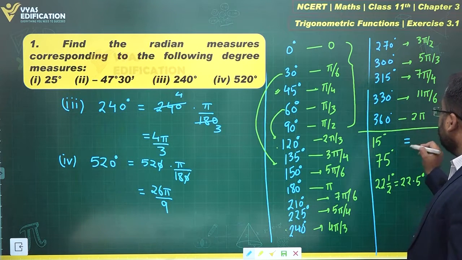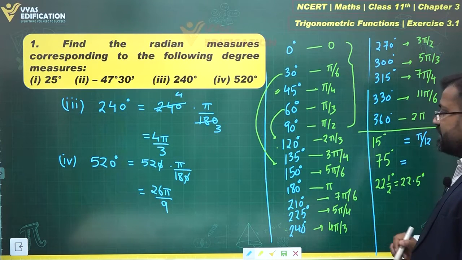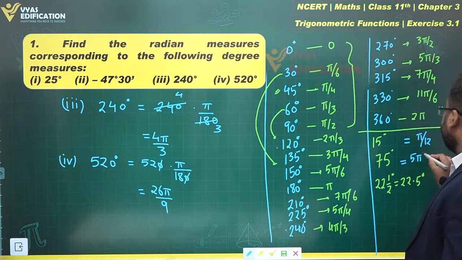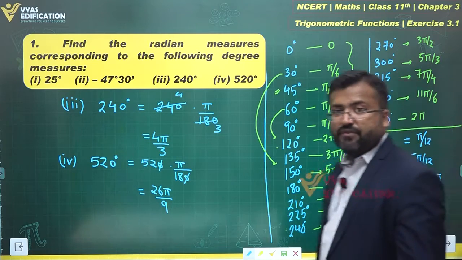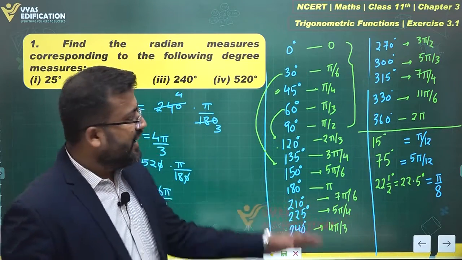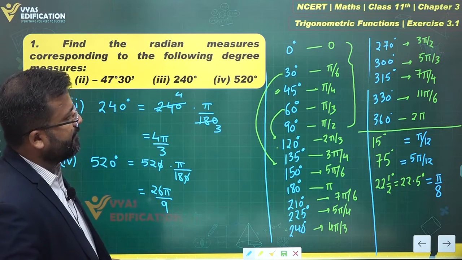15 degree is equal to basically half of this. This is pi by 12 for us. What about this? This is 5 pi by 12 for us. What about 22.5 degree? This is half of pi by 4, which is pi by 8 for us, right? So remember these values. Yes, these values are important and you should remember these values very nicely.